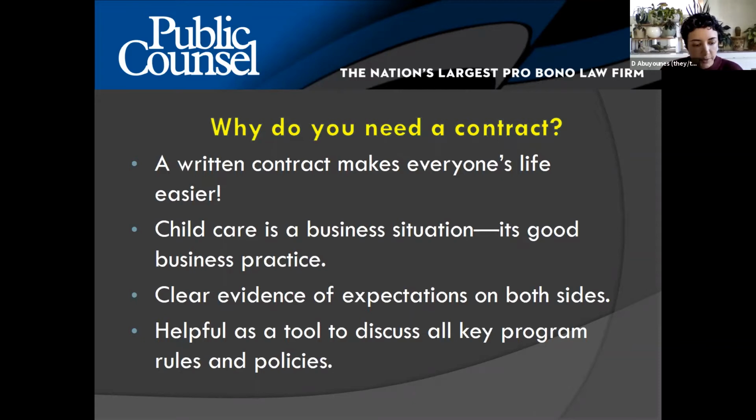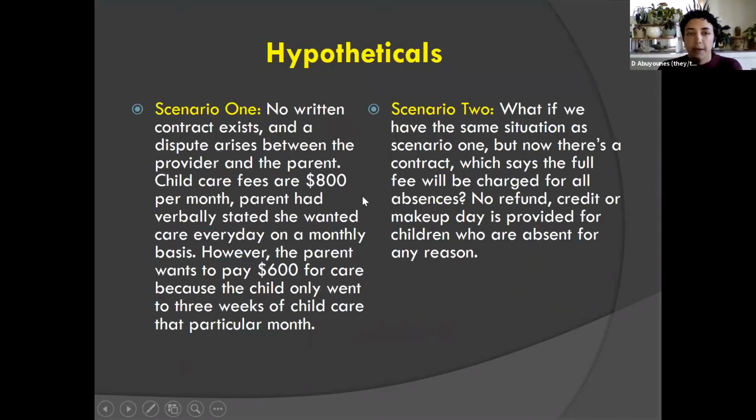So we'll go to a hypothetical here, just so you all can see the benefits of having a contract. In scenario 1, the provider doesn't have a written contract, and a dispute arises between the provider and the parent. The child care fees are $800 per month, and the parent had verbally stated she wanted care every day on a monthly basis. However, the parent wants to pay $600 for care because the child only went to 3 weeks of child care that particular month.